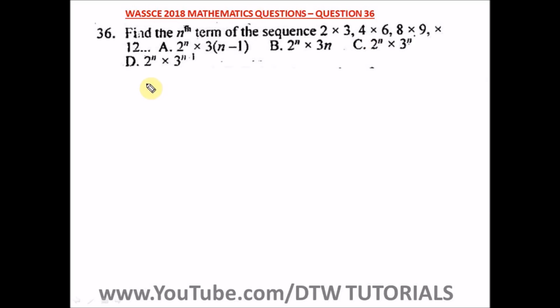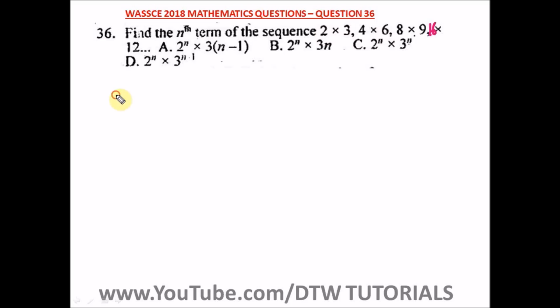Question 36 of the WASSCE 2018 Mathematics Past Question. It says find the nth term of the sequence 2 times 3, 4 times 6, 8 times 9. Here it should be a 16 times 12. We should find the nth term of the sequence. All we're told to find here is the formula pattern of this particular sequence, that's the pattern connecting each of the values.